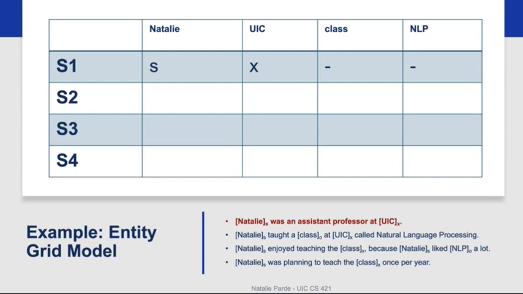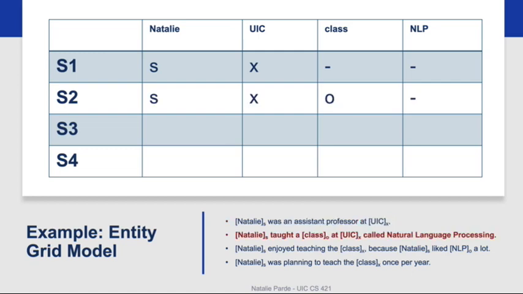Then we go ahead and start filling in the values in that grid. We'll start with the first sentence. So we see that the sentence includes the entity Natalie, and it's acting as a subject, so we put an S in the grid. It also includes the entity UIC, which isn't acting as a subject or an object, so we put an X in the grid. It's not including the entity class or NLP.